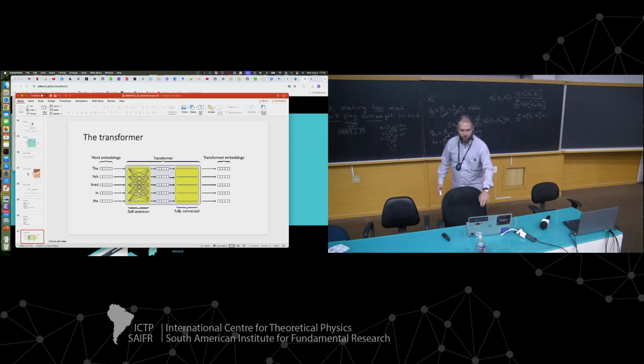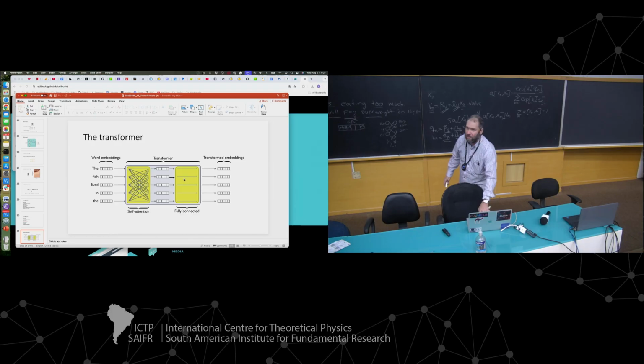Yeah, that's a good question. So your question is, why should I put even a fully connected layer here? Right, that's a good question. I think in practice it probably just works better. I don't know all the details, but I think this is trial and error, right?